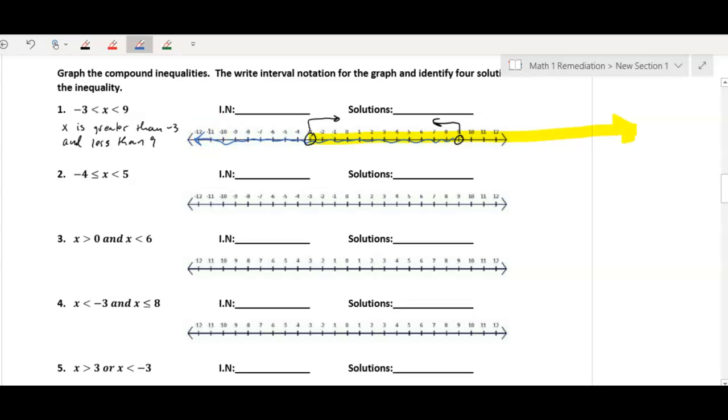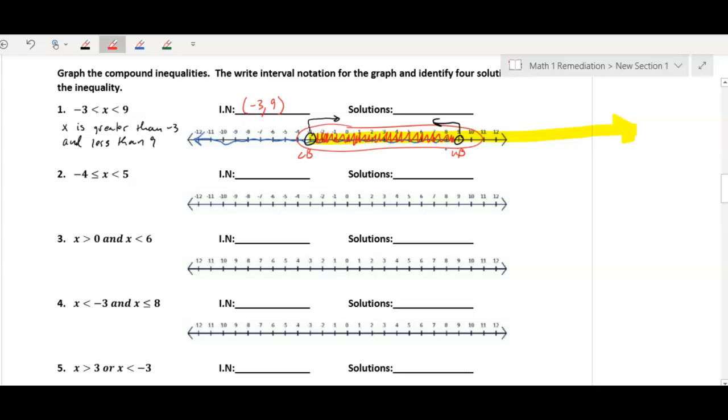forever and ever. Where do you see the yellow and the blue intersect? You see it intersect all in between here. And this here would be the graph of your solution. So right away, I know my lower bound, and this is my upper bound. So my interval notation would be round bracket, -3, comma, 9, round bracket.